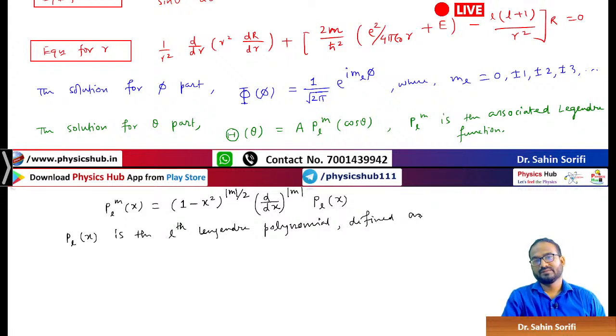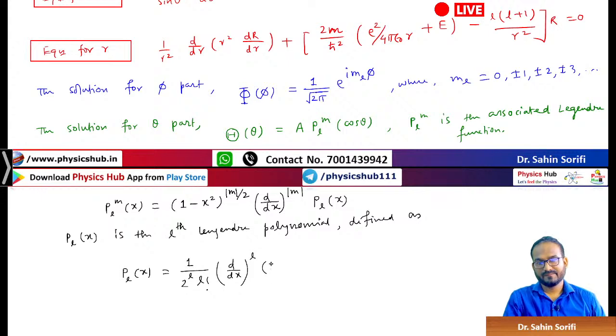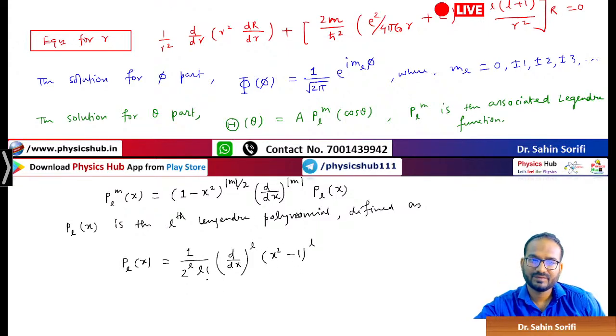PLM is defined as the associated Legendre polynomial, a function. PL of x is the Legendre polynomial of order, let's say, L. Now it is given by Rodrigues formula. We have done it in mathematical physics class, with Pn of x. Here n is replaced by L. So it is 1 by 2 to the power L, L factorial, d dx to the power L of x square minus 1 to the power L. Okay.